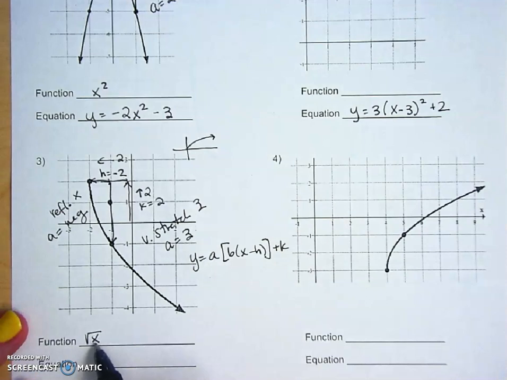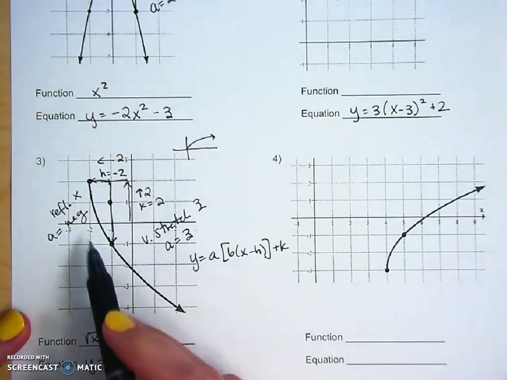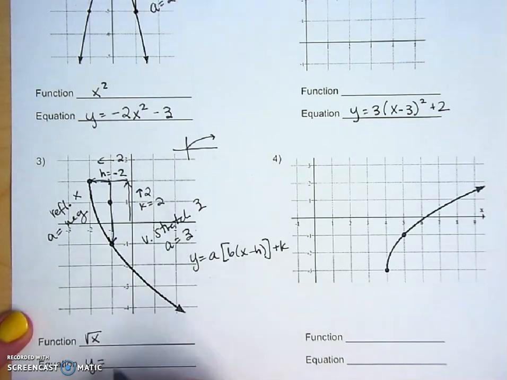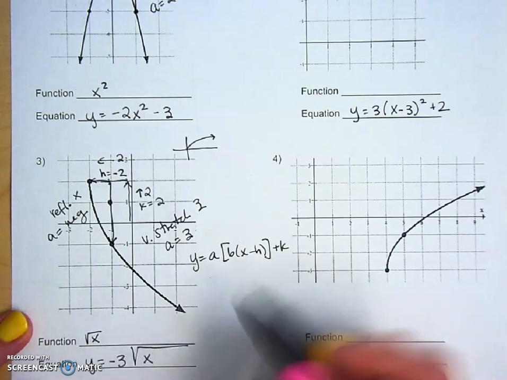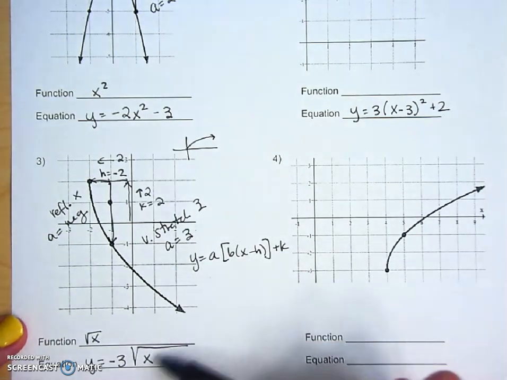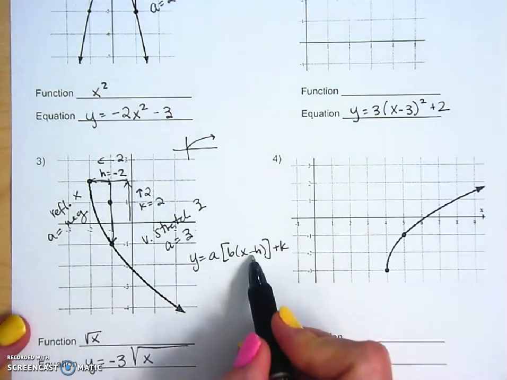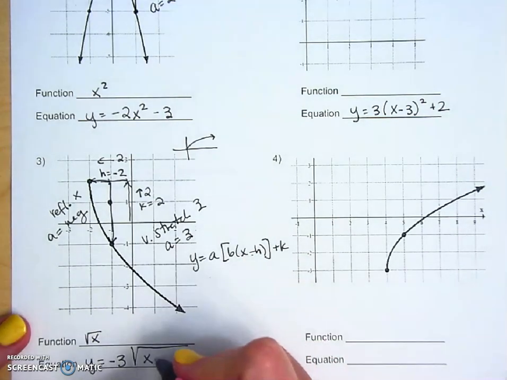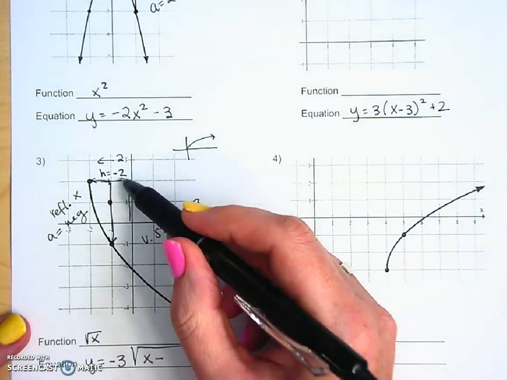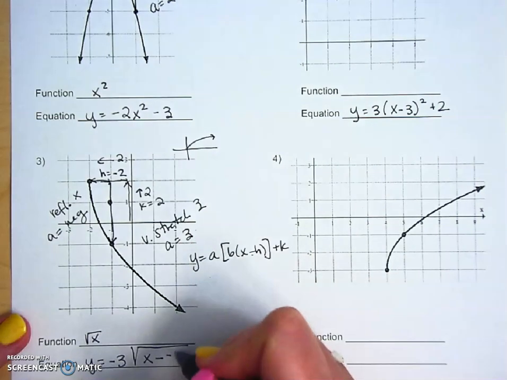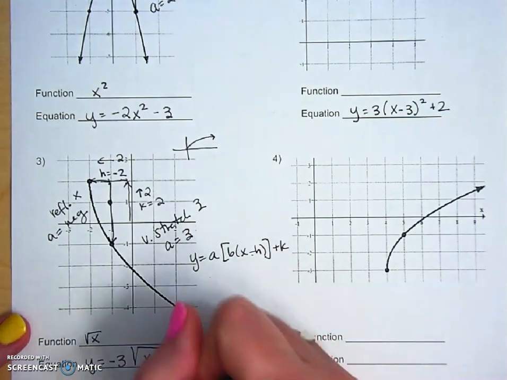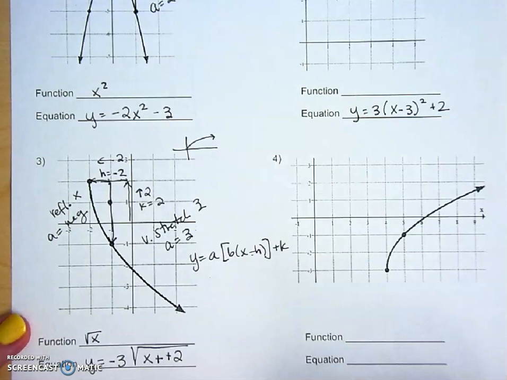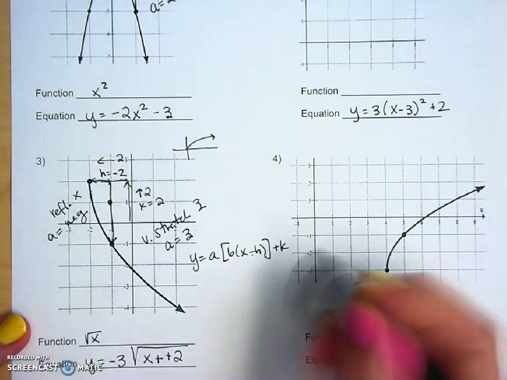Where my original function is square root of x. So I've got y equals a, which we said is both negative and 3, the square root of x. Now, however, the horizontal shift goes inside here. So really it's a minus from the general form and a negative 2 from the shift. But negative, negative makes a positive, positive. So it's x plus positive 2.